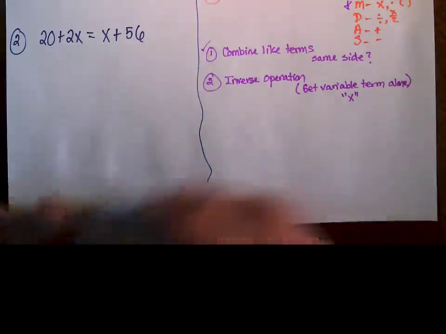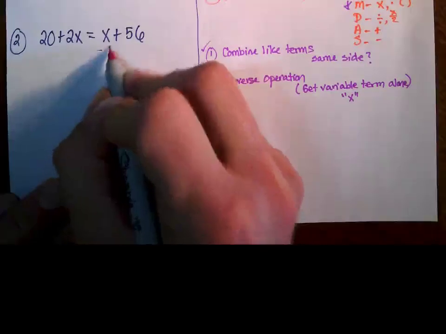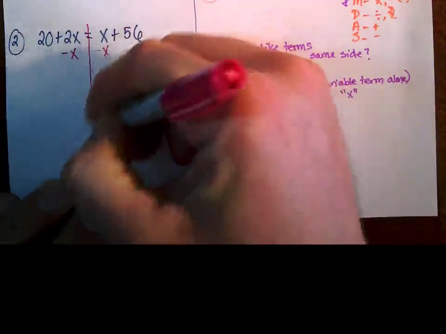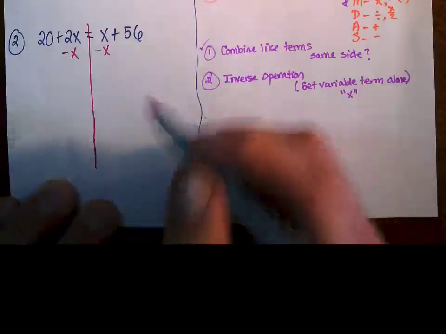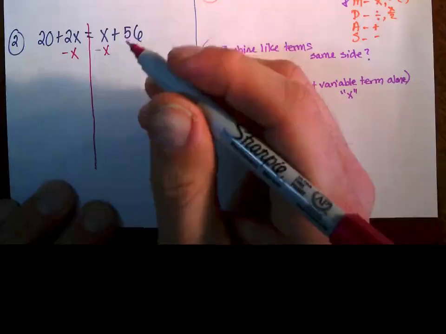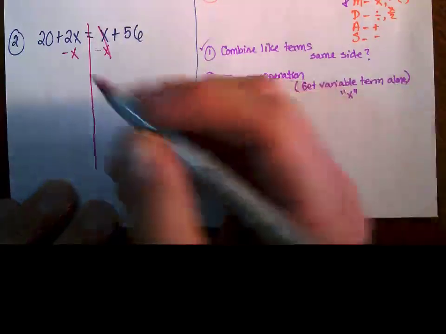I'll bring my red pen over here on this side. So what I want to do is I want to keep things positive. So I'm going to subtract the x on both sides. I'm also going to draw my wall, right? So we can split it between a left and a right side. So x minus x, or 1x minus 1x is 0, right? That's why they cross off.